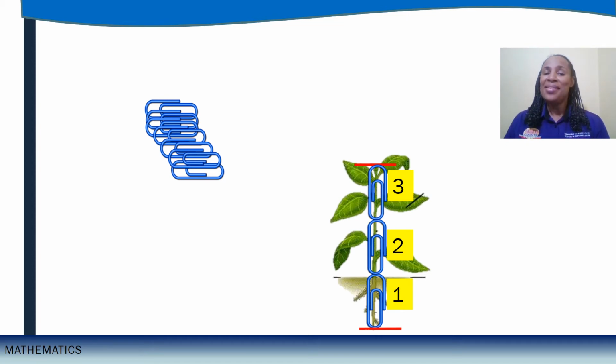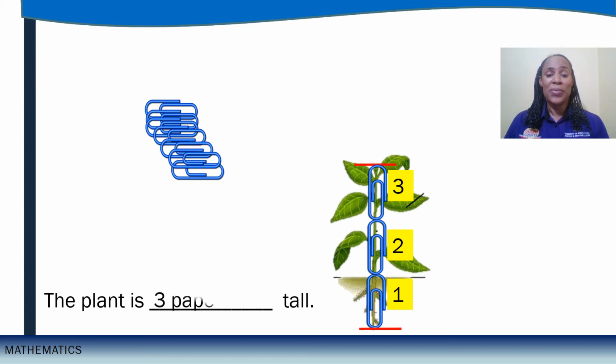We will write a sentence about the length of this plant. Wow, there you go. Boys and girls, read the sentence with me. The plant is 3 paper clips long. Now, if your estimate was 3 paper clips, give yourself a clap. Excellent. Let's move on to our next activity.